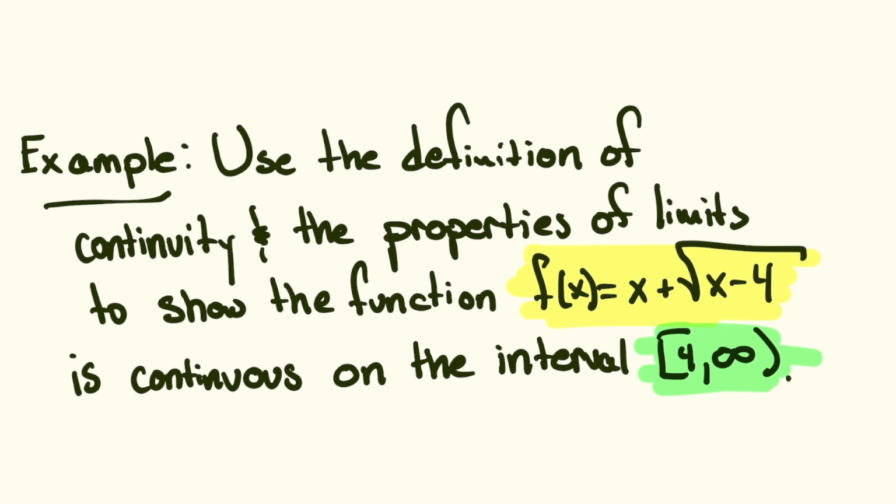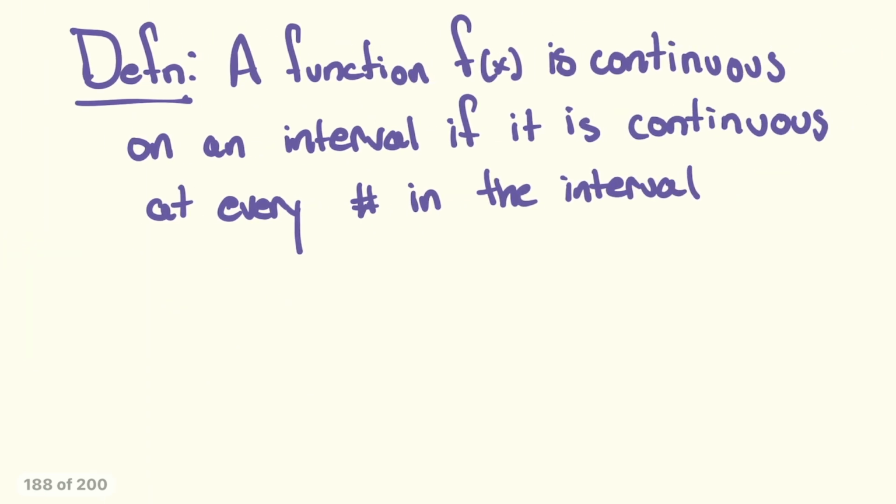So let's actually start into this. First thing, we have to remind ourselves what it means to be continuous. If you are continuous on an interval, it means you are continuous at every number in that interval. That still sounds a little bit complicated. That means, let's say we have an interval from A to B. You're going to take all the numbers in that interval.